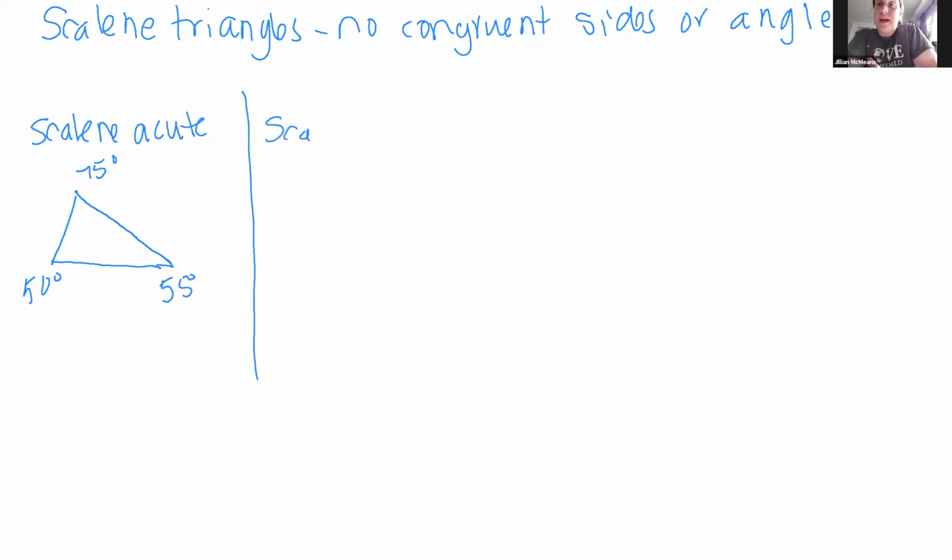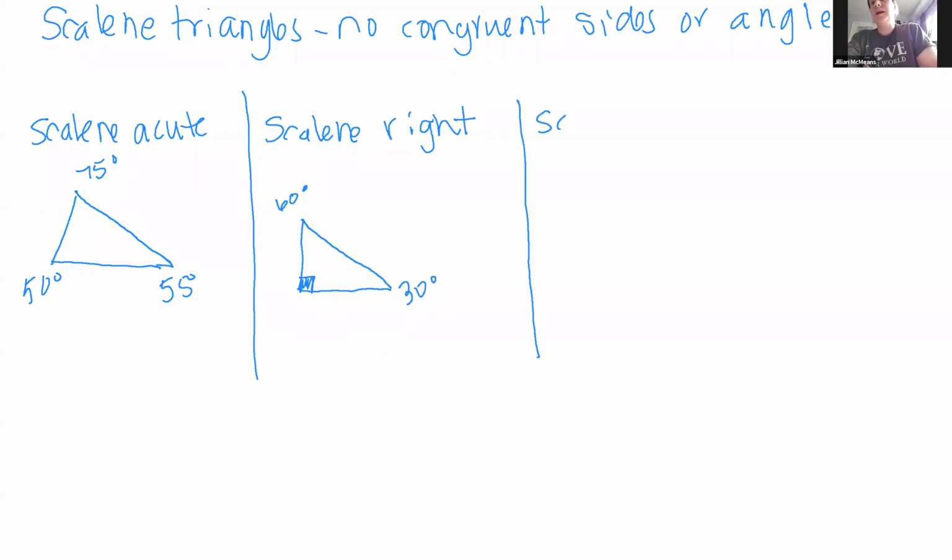You could have a scalene right triangle. So something like this. And let's say this angle is 60 degrees and this angle is 30 degrees. So no two angles are the same, but in a scalene right, you do have the 90-degree angle, and then the other two angles are going to be some other value that adds up to 90.